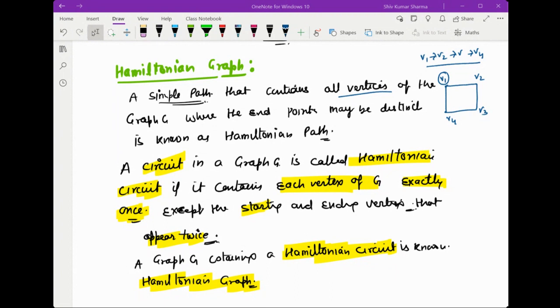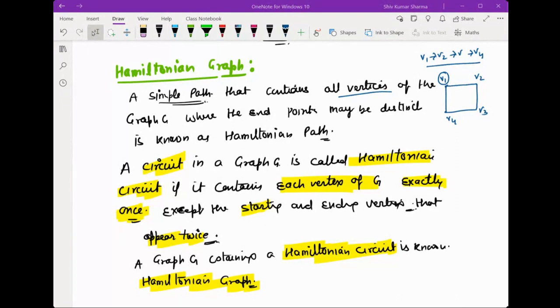So when we make a circuit, we can start our visiting from vertex V1 and return back to the vertex V1. So except this vertex, we visit all the intermediate vertices exactly once. A graph G containing a Hamiltonian circuit is known as the Hamiltonian graph. So a graph that makes a Hamiltonian circuit is a Hamiltonian graph.